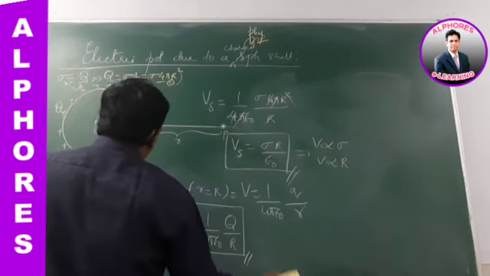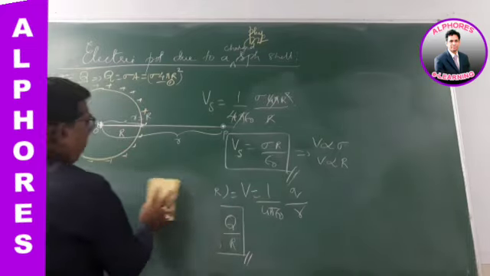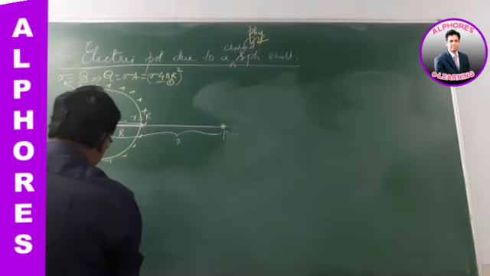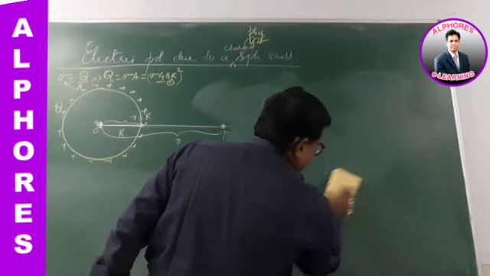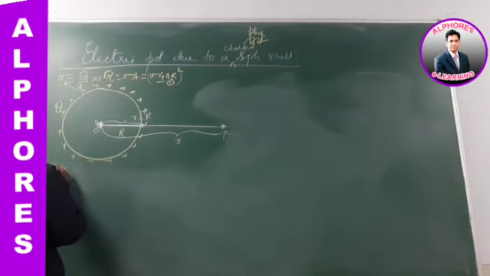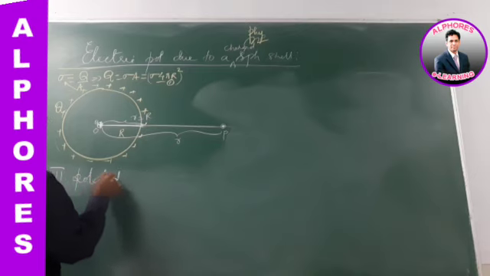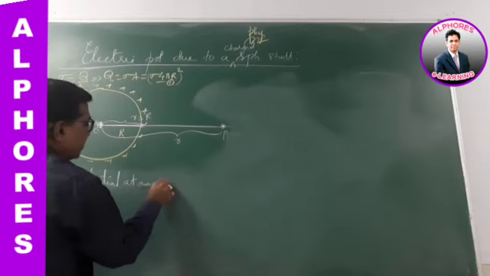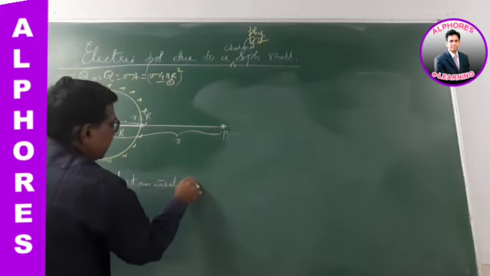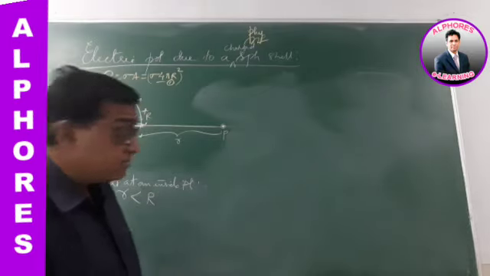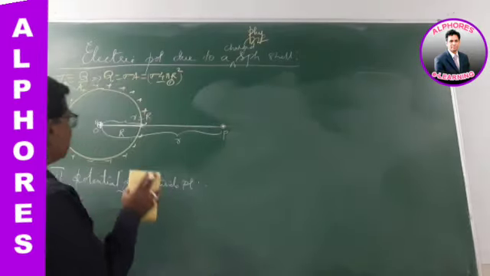Now, the most important part: the potential due to a hollow conducting sphere at an inside point. Case 3, third case. Potential at an inside point, inside the sphere. Now the distance r is less than capital R. Then how? So let us understand carefully.